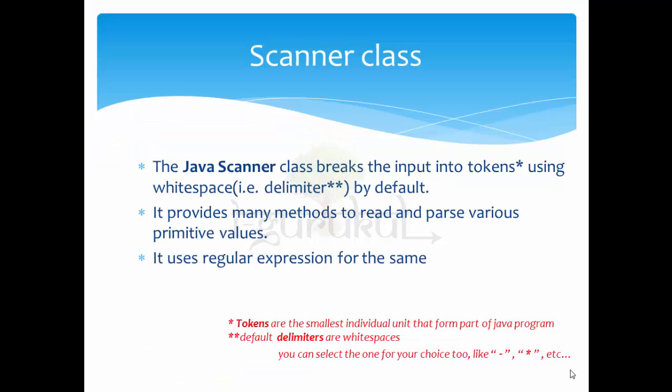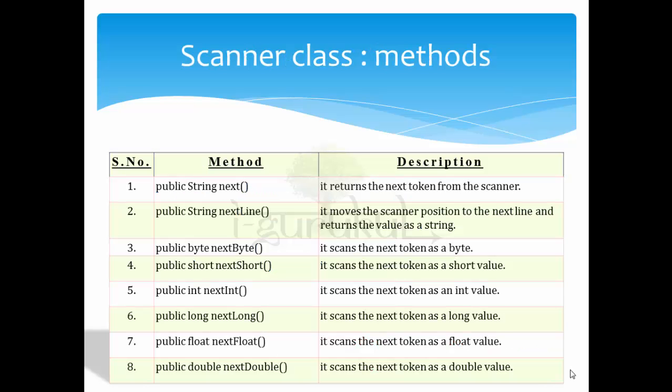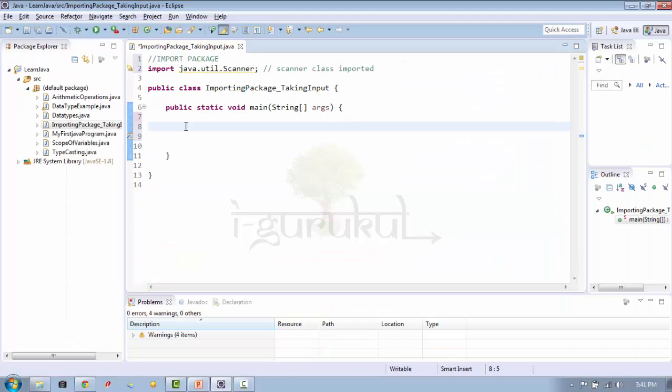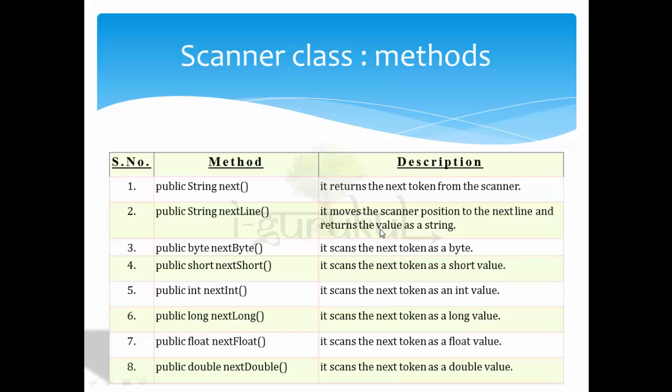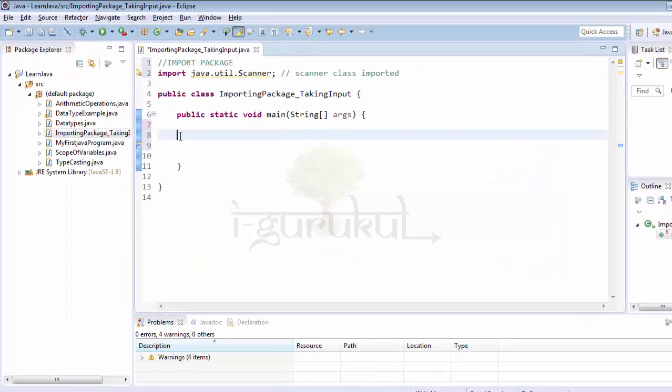So this will be all about the Scanner class. Let's have a brief look at the methods which we can use in the Scanner class. These are the few methods which we will be using in our program right now. Let's check it out practically and then you can try it on your own. As I have told you, Scanner is a class and these are its methods. So if I have to use any of the methods, I have to create an object for that.